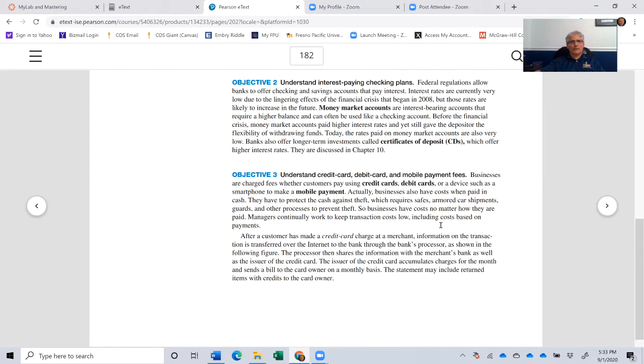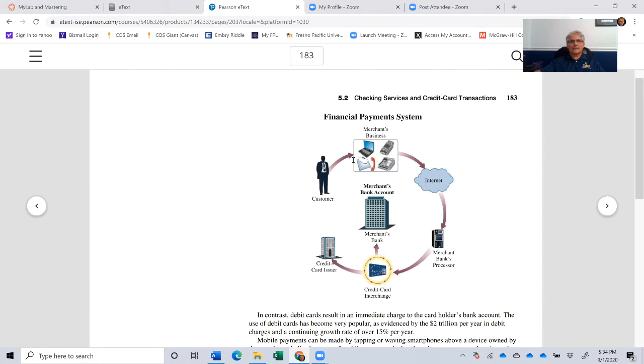So the financial payment system is shown on page 183, where you have a customer. Bank will receive the money, and then a credit is issued to the card issuer.